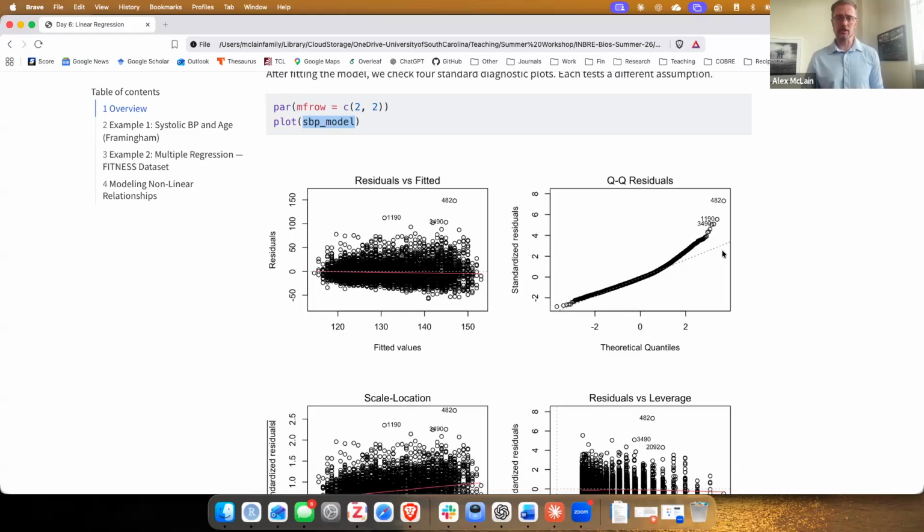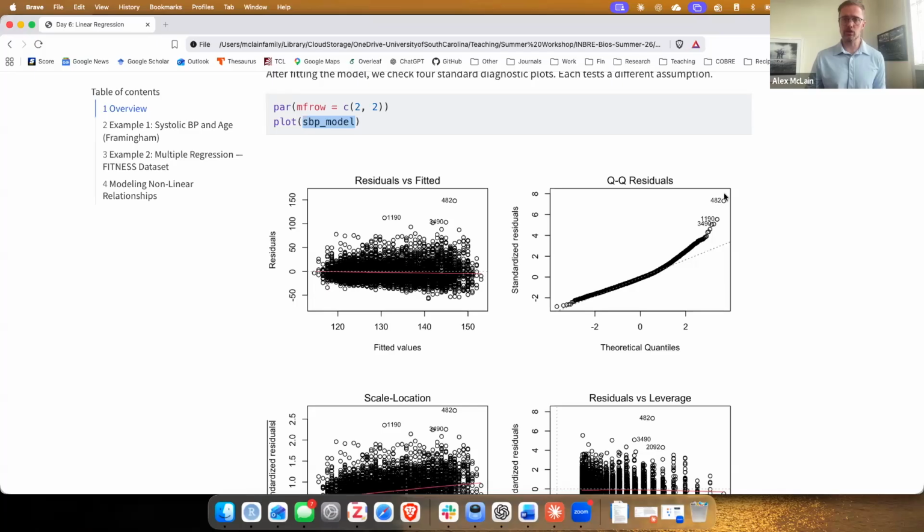This one does not, it's not a straight line all the way to the end. So what we see is that there are some residuals that are much larger than they should be if they were actually normally distributed. So we see some values that are way higher.